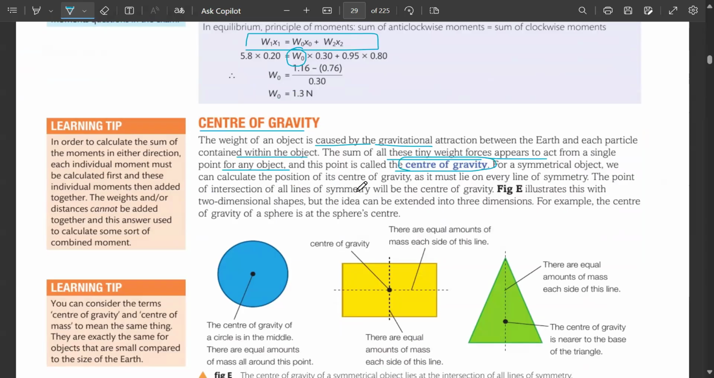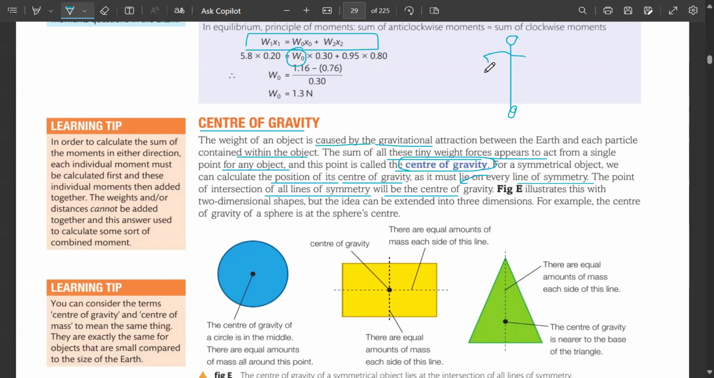For a symmetrical object, we can calculate the position of its center of gravity, and it must lie on every line of symmetry. The point of intersection of all lines of symmetry will always be known as the center of gravity. Whether it's a regular object or an irregular object, you can also find the center of gravity by using the plumb line method.